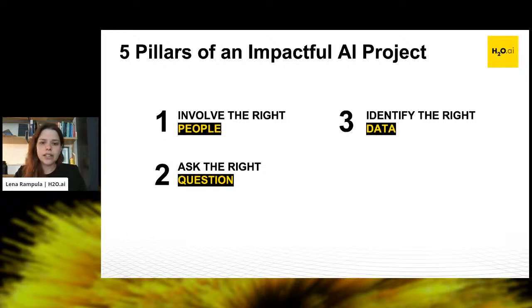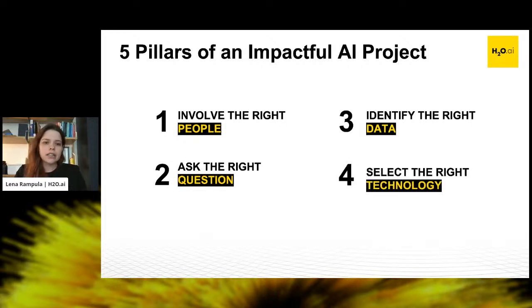Then you need to identify the right data to answer your questions. And here as well, there are different types of data that you would need to have in order to answer AI questions. And there are many aspects of how to collect data, how to integrate it, and how to actually gain value from it. So this is another pillar which is really important.